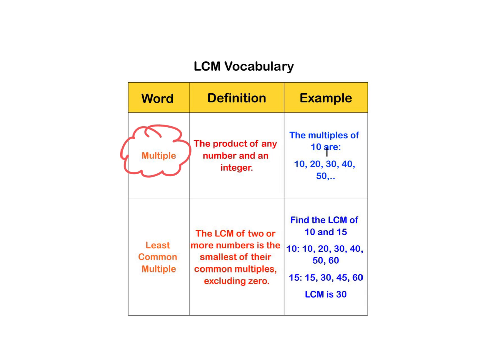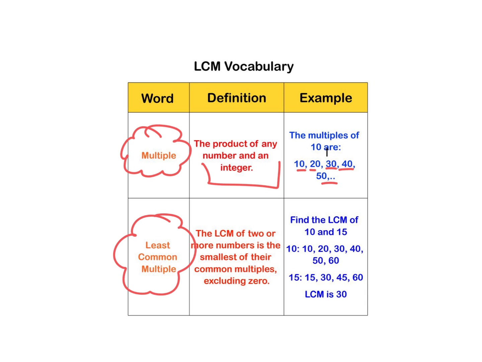Multiple is a very important one. It is the product of any number and any integer. So if we think of the multiples of 10, basically we're just counting by 10. So 10, 20, 30, 40, 50. If we think of the multiples of 3, it would be 3, 6, 9, 12, 15, 18, and so forth.